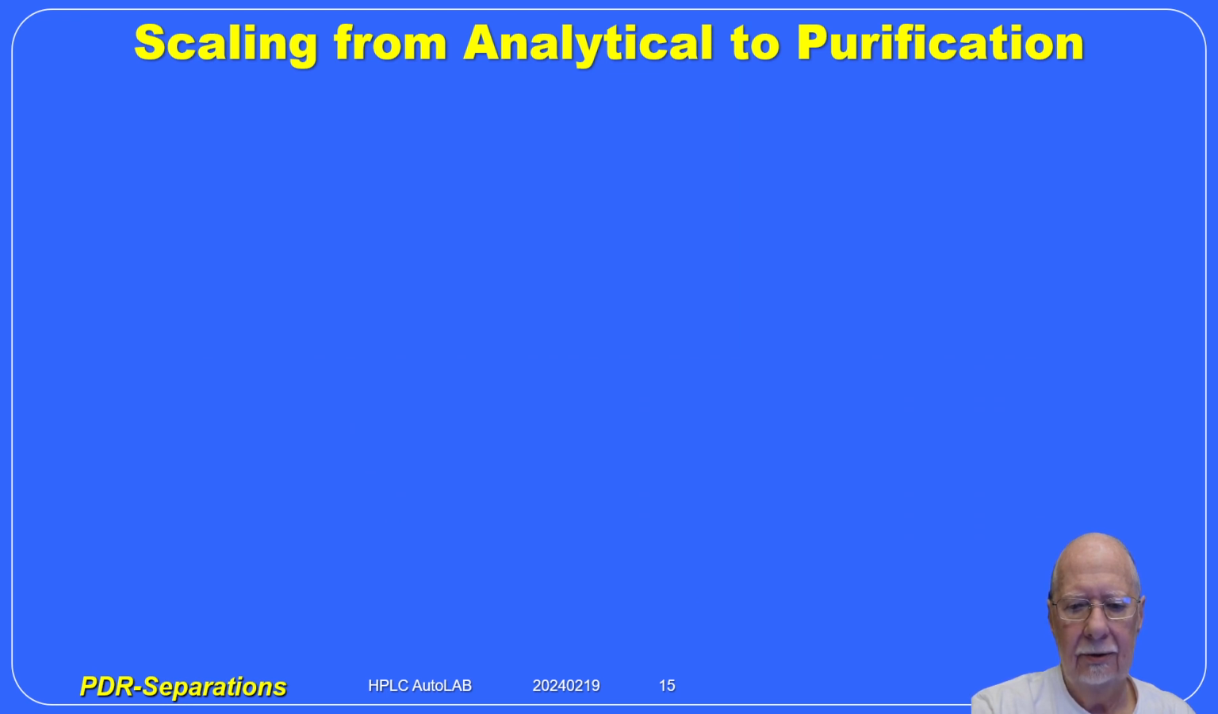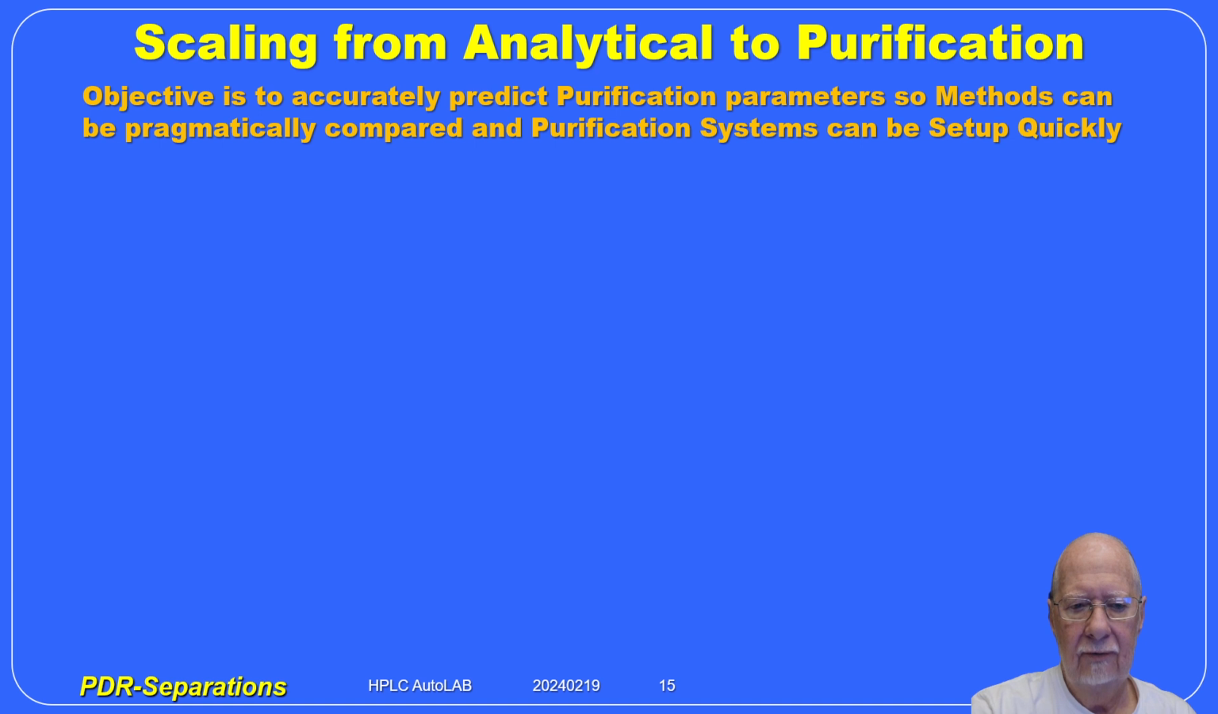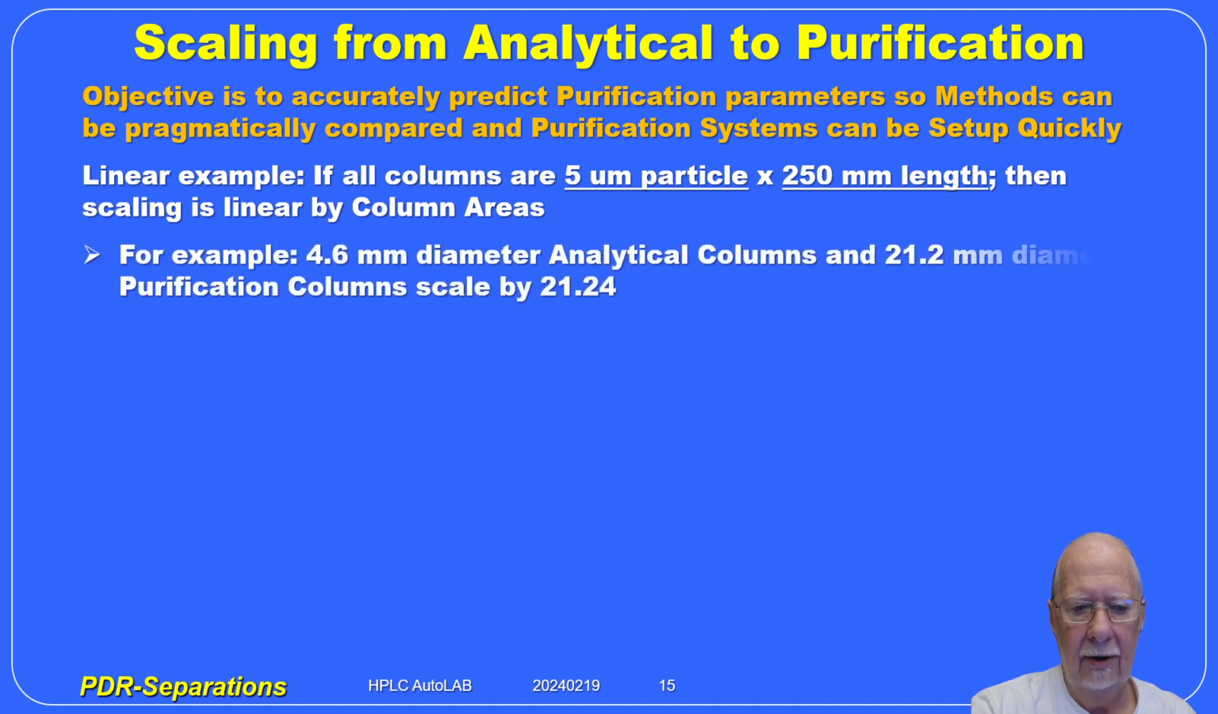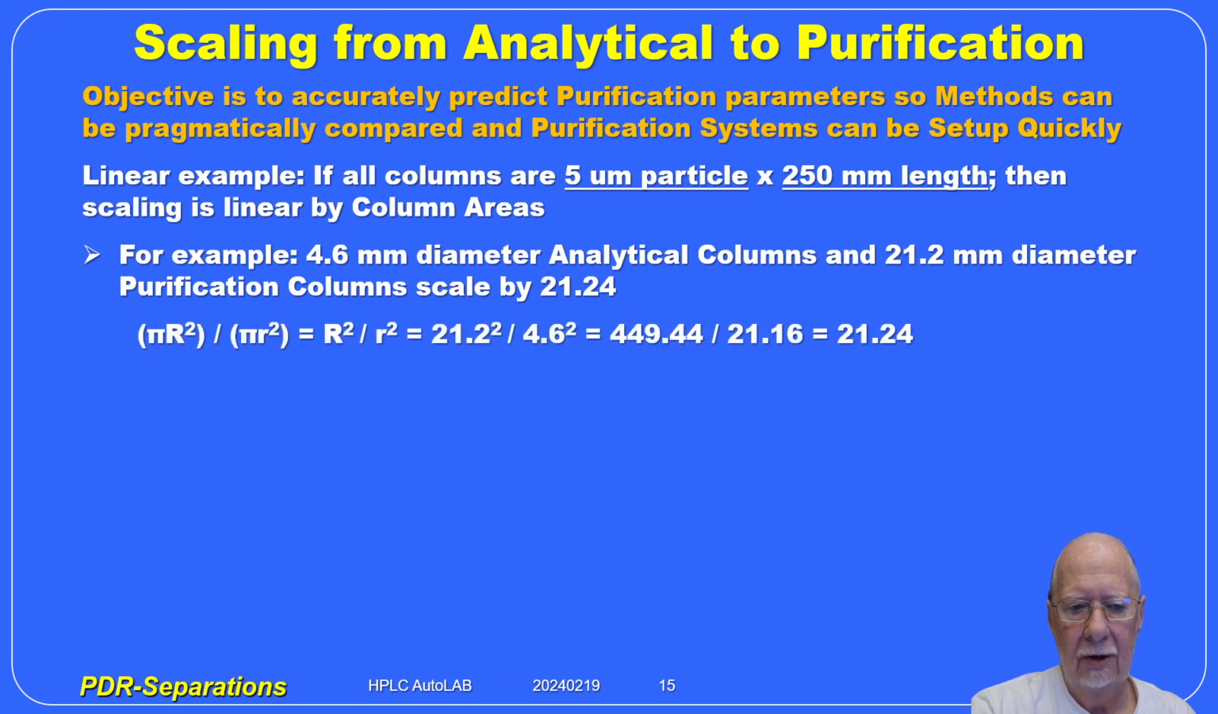Scaling from analytical to purification. The objective is to accurately predict purification parameters so methods can be pragmatically compared and purification systems can be set up quickly. A linear example: if all columns are 5-micron particle by 250 millimeter length, then scaling is linear by column area. For example, a 4.6 millimeter diameter analytical column and a 21.2 millimeter diameter purification column would scale by 21.24. And here is the math.